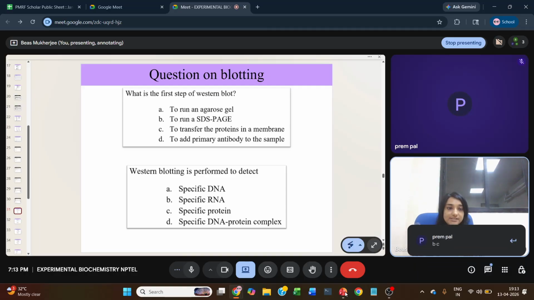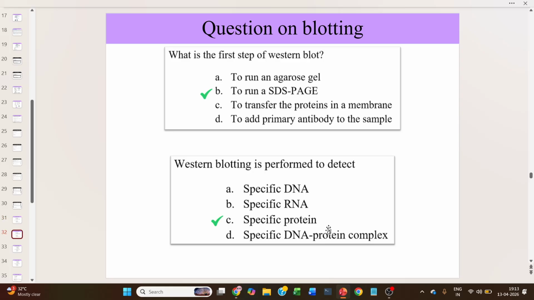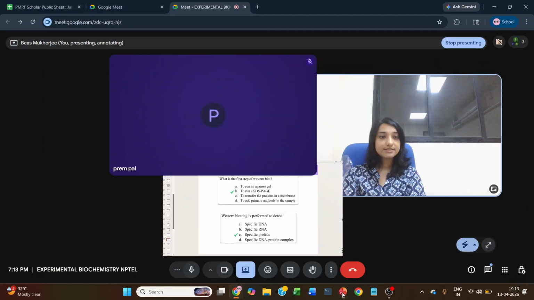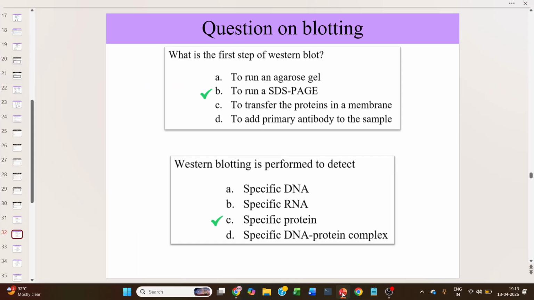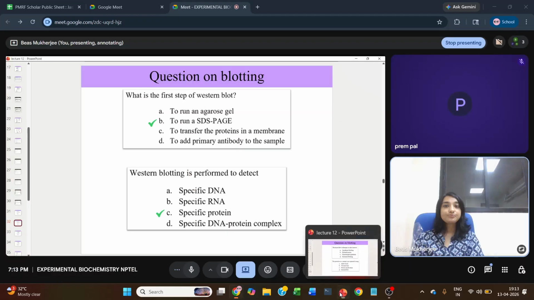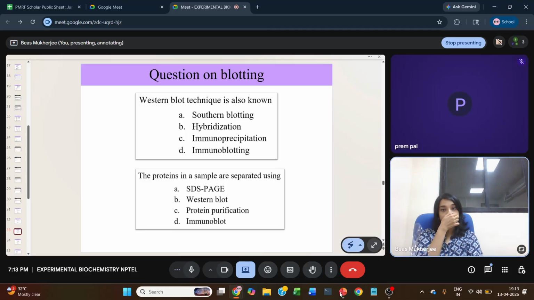B, excuse me, B and C. Okay, good. Yes. So the right answer is definitely B and C. Okay. Now, Western blotting technique is known as Southern blotting, hybridization, immunoprecipitation, and immunoblotting. Western blotting is known as what?